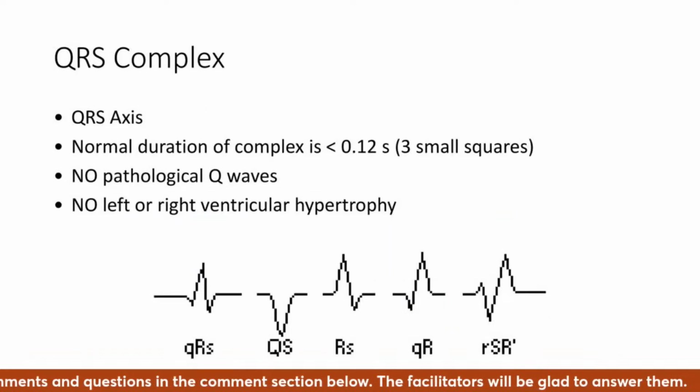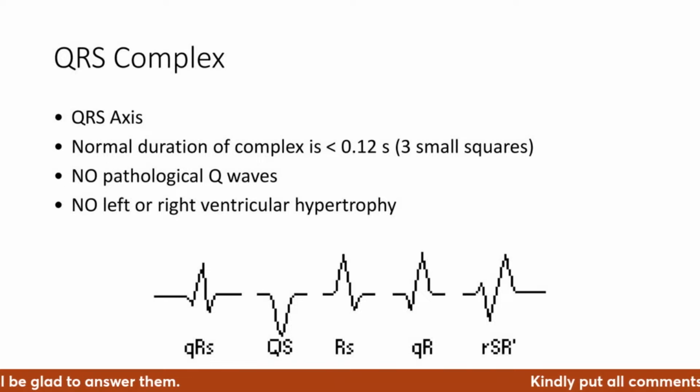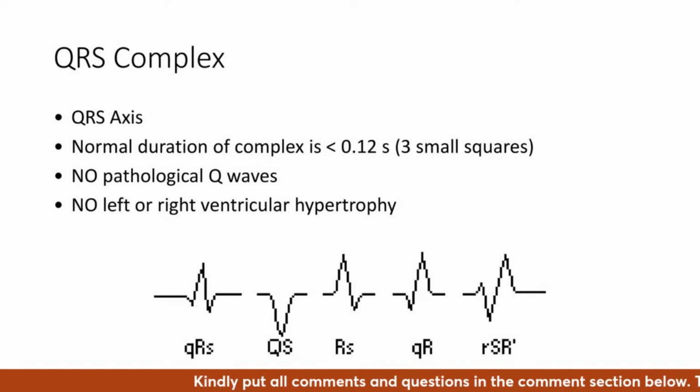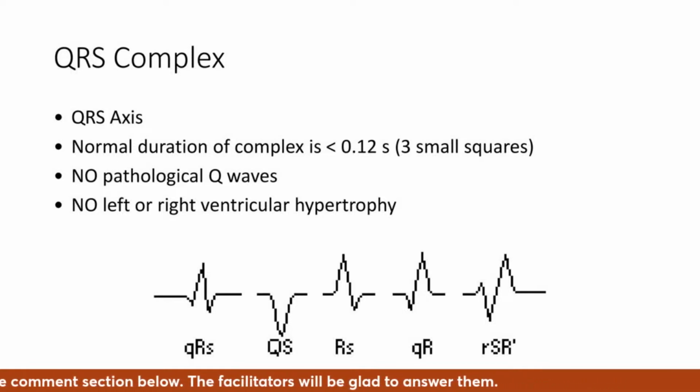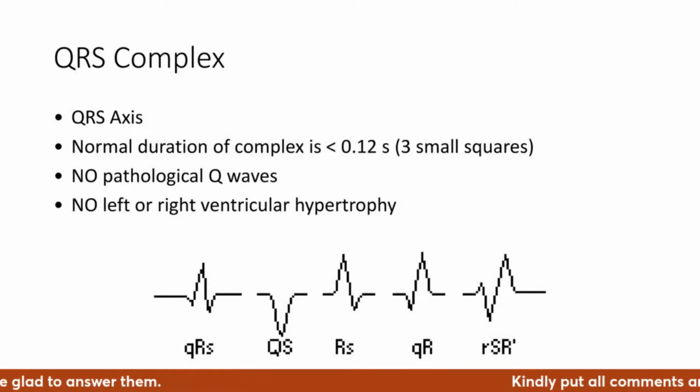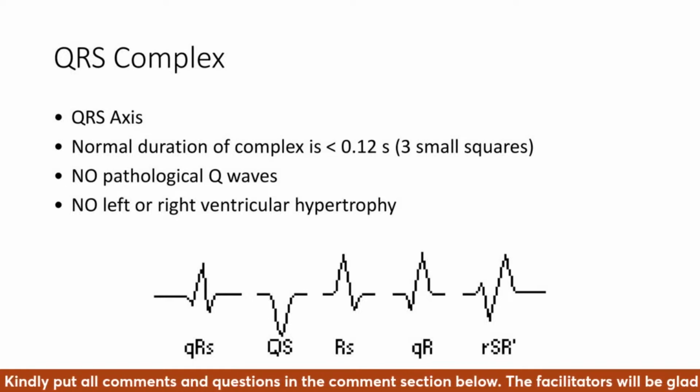Now, when you're analyzing the QRS complex, there are several aspects. First of all, the terminology. An initial negative deflection, the first negative deflection on the QRS complex that's not preceded by an initial positive one, is a Q wave. The first positive is an R wave. A negative deflection that follows a positive deflection is an S wave. If you have this huge negative deflection with no positive deflection, we call that a QS wave.